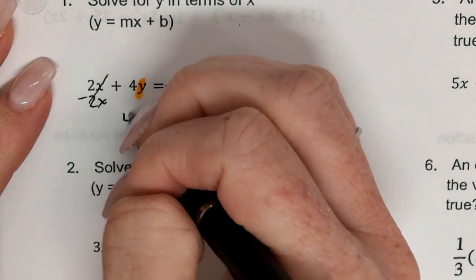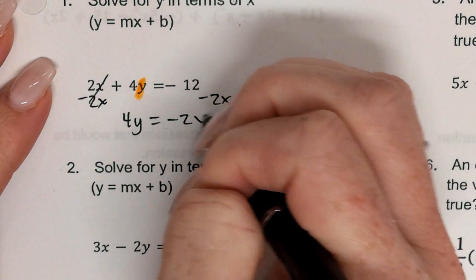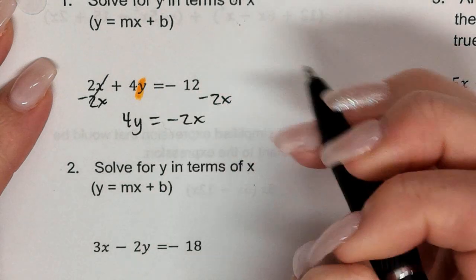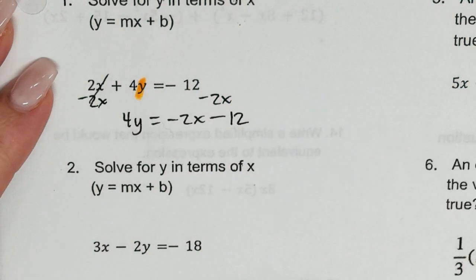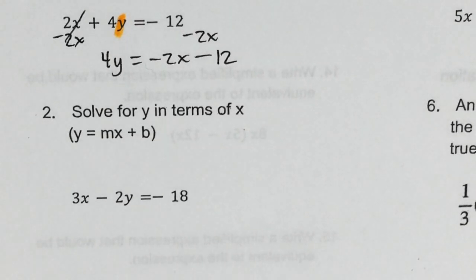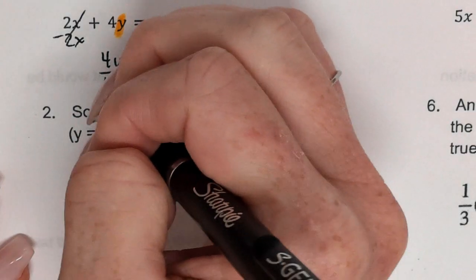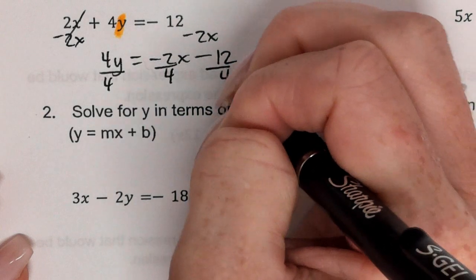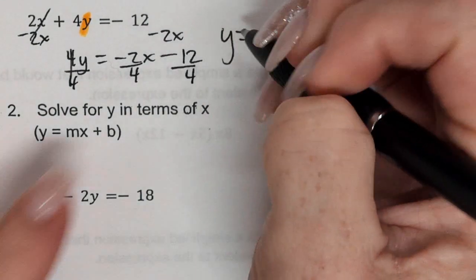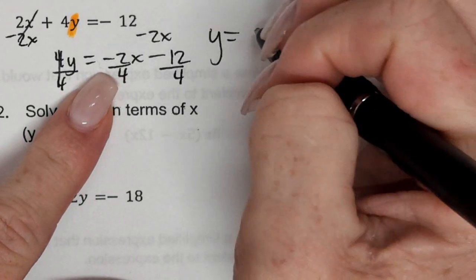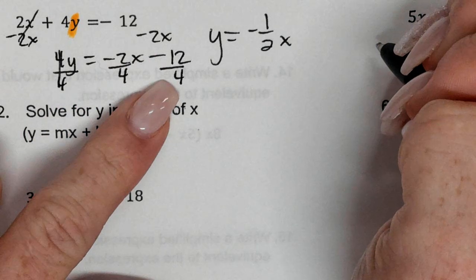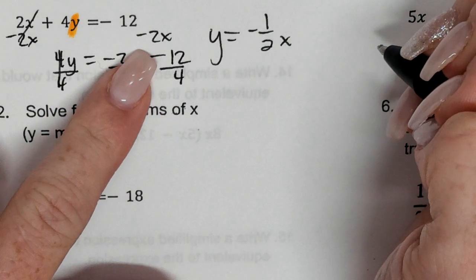So I have 4y equals negative 2x, and then I know that was kind of hard to see, but it was a negative 12, so minus 12. And then to get rid of the 4, you're going to divide everything by 4. And then you're going to simplify. So I have y equals negative 2/4 simplifies to negative 1/2 x. And then 12 over 4 simplifies to 3 with a minus sign.